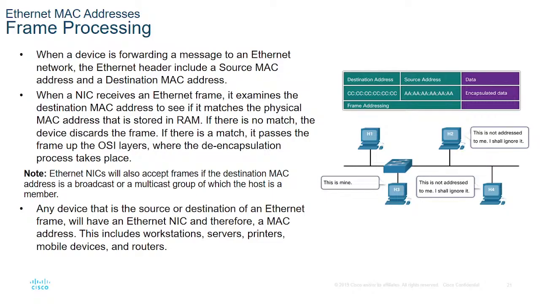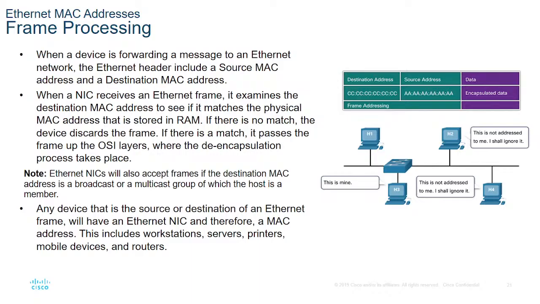So go on. When a device is forwarding a message to an Ethernet network, the Ethernet header will include the source and destination MAC address, which I just showed you previously in the packet trace in Wireshark. When a network interface card receives an Ethernet frame, it examines the destination MAC address to see if it matches the physical address that is stored in RAM. So what will happen here is that before a device can process any data, when it receives any frame, it first compares the destination MAC address to see if it matches its own. If it matches, it passes it up the layers for processing. If it doesn't, it simply drops the frame.